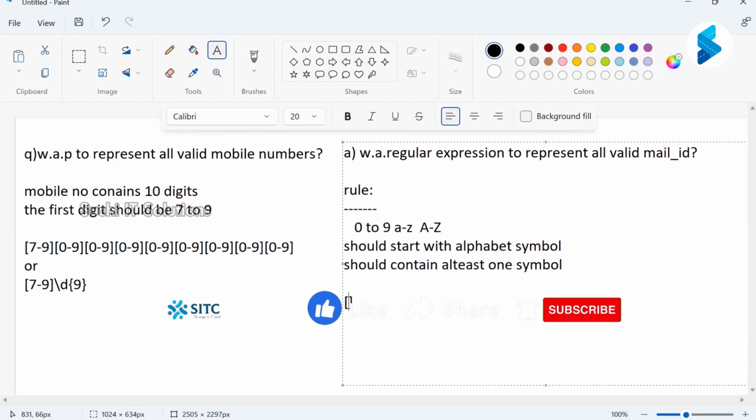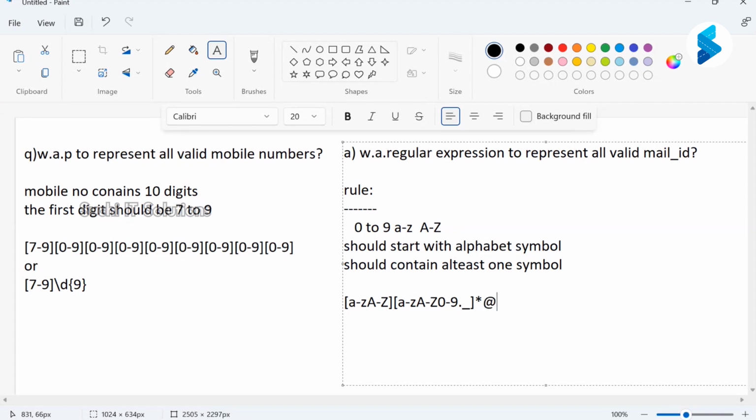Mail ID, right? A to Z, small a to z, capital A to Z. Capital can be there. Right. Next, dot, underscore, then you can use star. Yes. The at the rate symbol is compulsory, at the rate of.